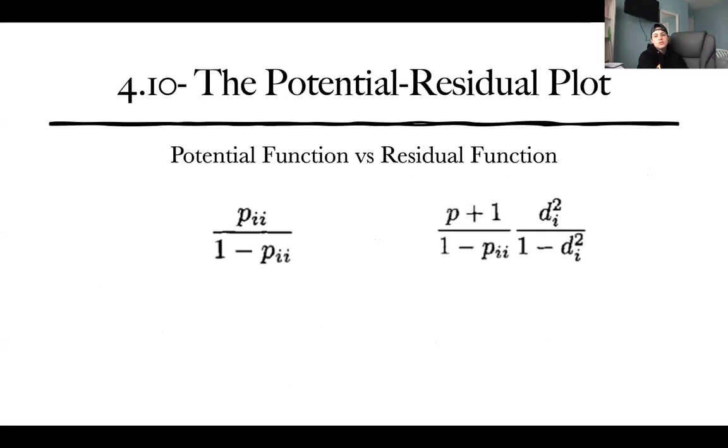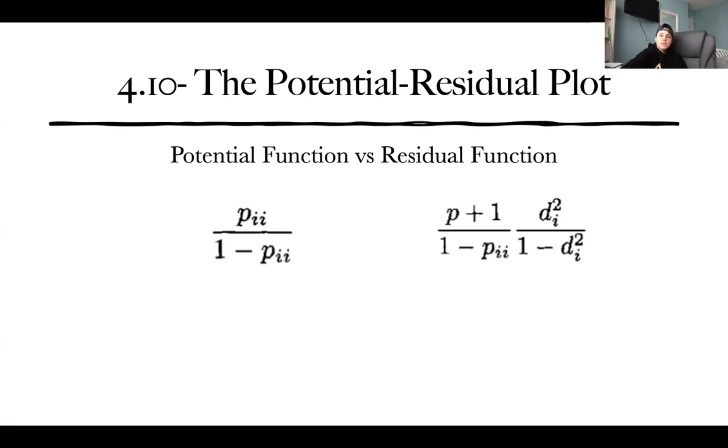All right, so now we're going to move on to section 4.10, which is the potential residual plot. The graph of Hattie's influence measure is called the potential residual plot, since it is a scatter plot of the potential function versus the residual function. The main usefulness of the potential residual plot is to find leverage and influence measures that give a full picture of all the points in the fitted process.